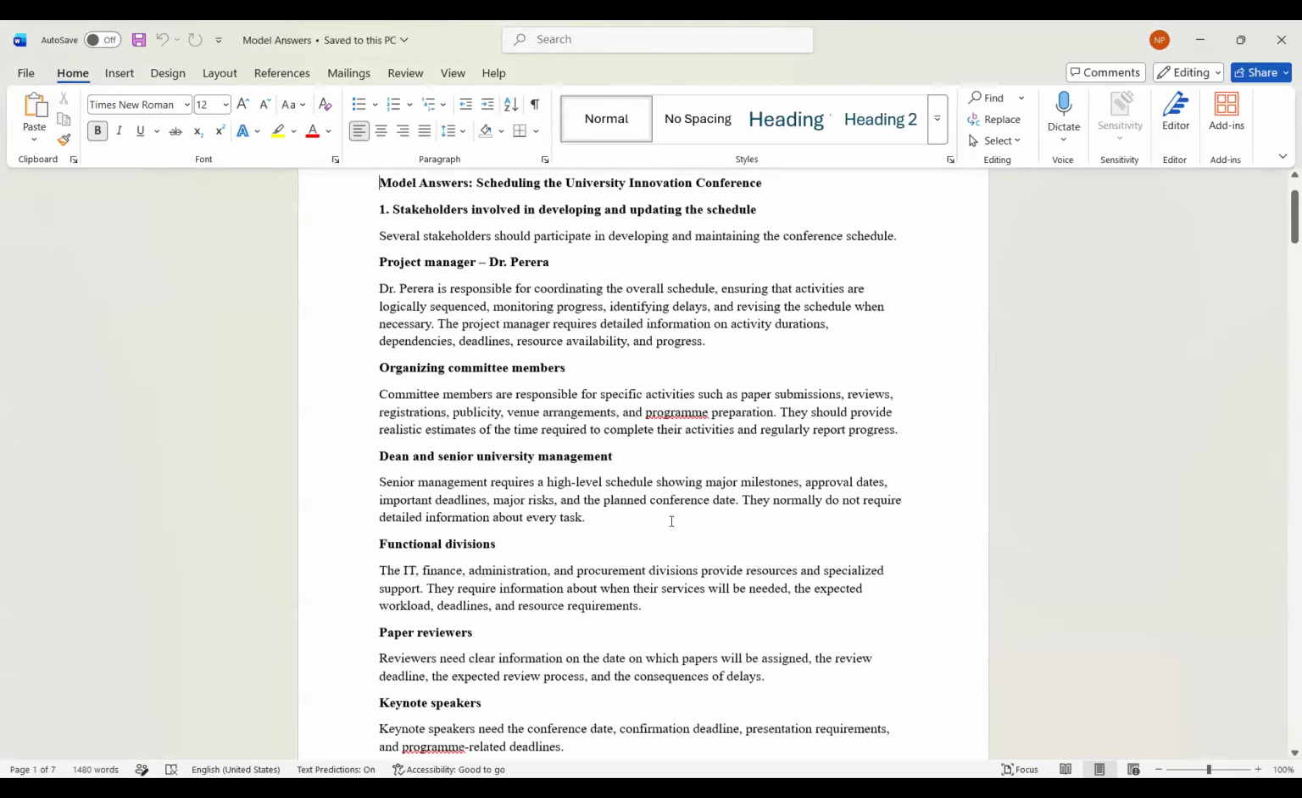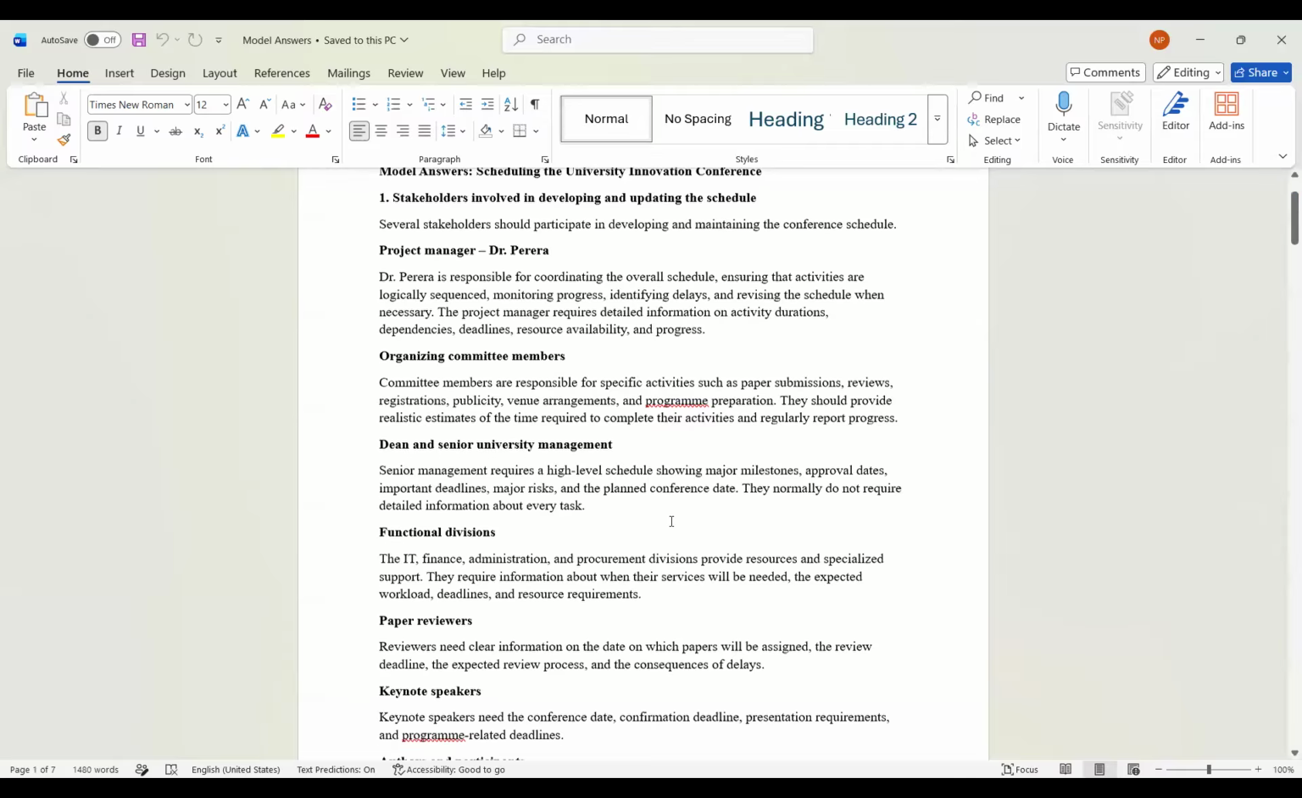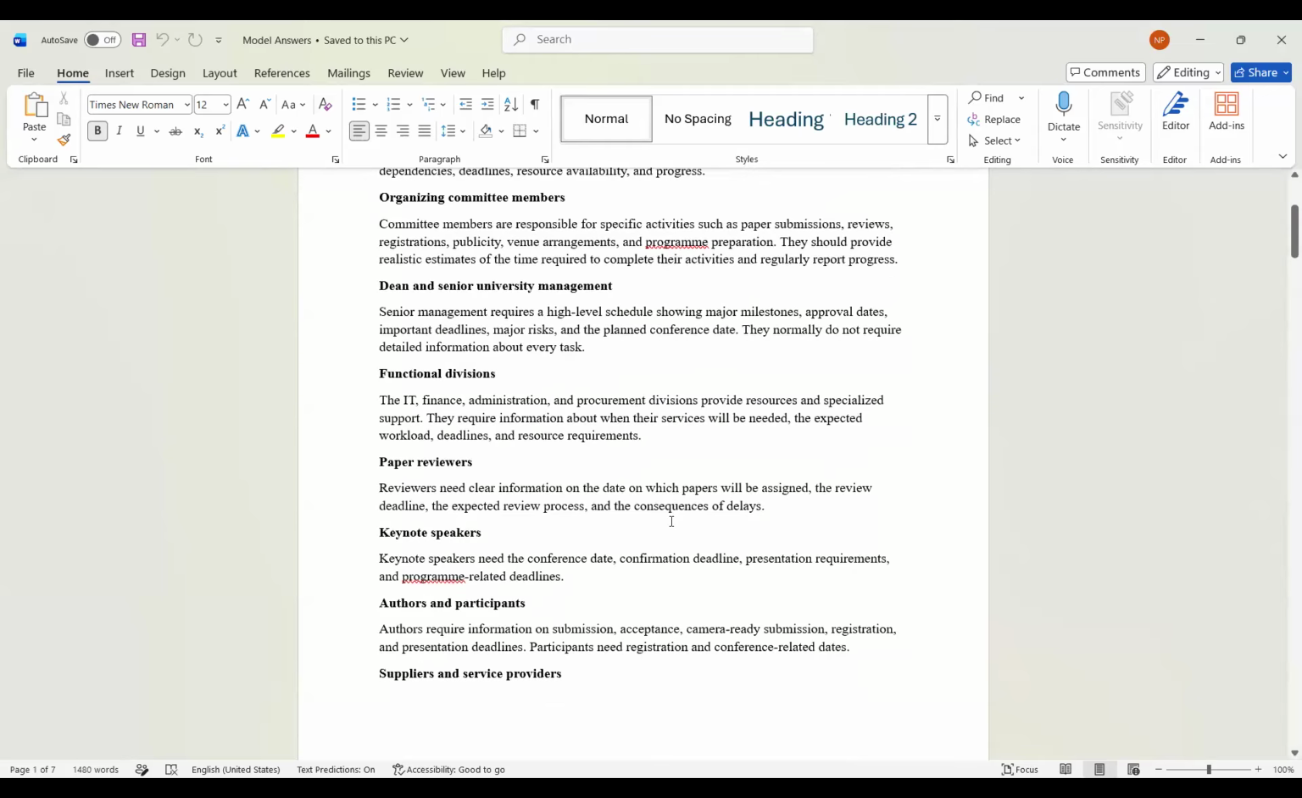So you have the project manager, who is Dr. Pereira. They will be coordinating the overall schedule, ensuring the activities are logically sequenced, monitoring the progress, identifying if there are delays, and revising the schedule as necessary. Then you have the organizing committee members, who will be responsible for the specific activities in the project. Then you have the dean and the senior university management. They will require a much higher-level schedule showing the major milestones, approval dates and the deadlines.